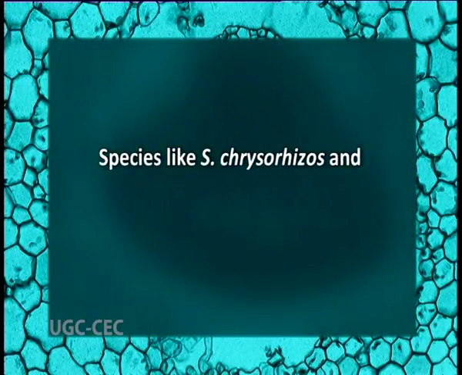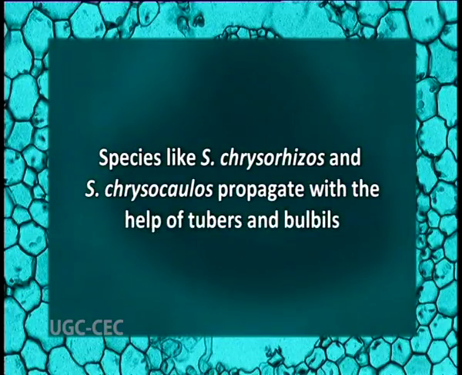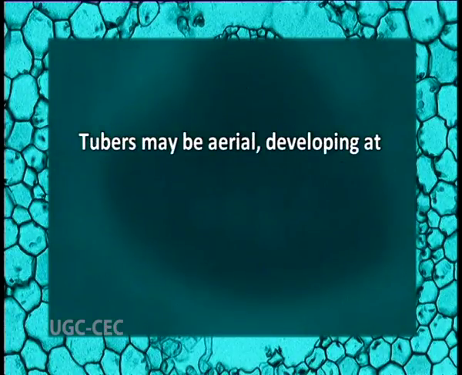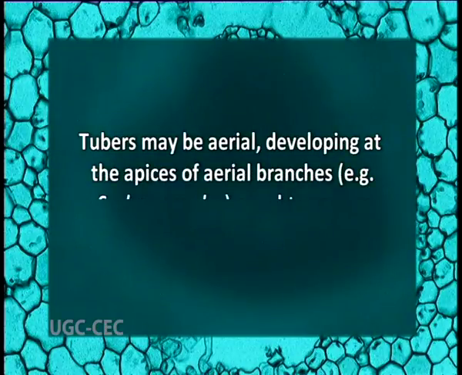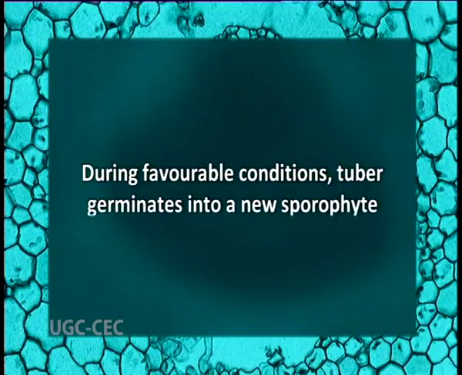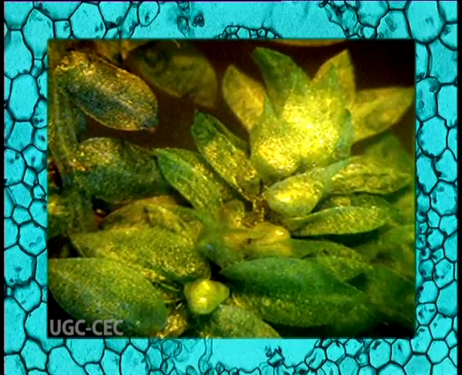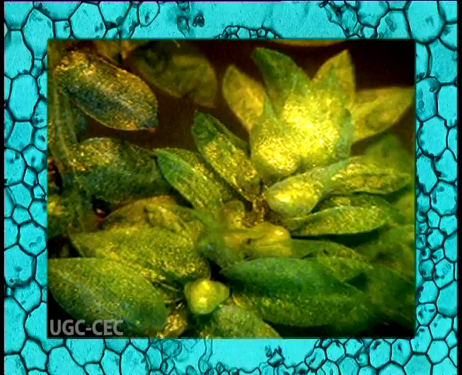Species like Selaginella chrysorhizos and Selaginella chrysocaulos propagate with the help of tubers and bulbils. The tubers may be aerial, developing at the apices of aerial branches, for example Selaginella chrysocaulos, or subterranean, for example Selaginella chrysorhizos. During favorable conditions, the tuber germinates into a new sporophyte. Aerial branches of Selaginella chrysocaulos also bear some dormant buds, which grow into new plants during favorable conditions.